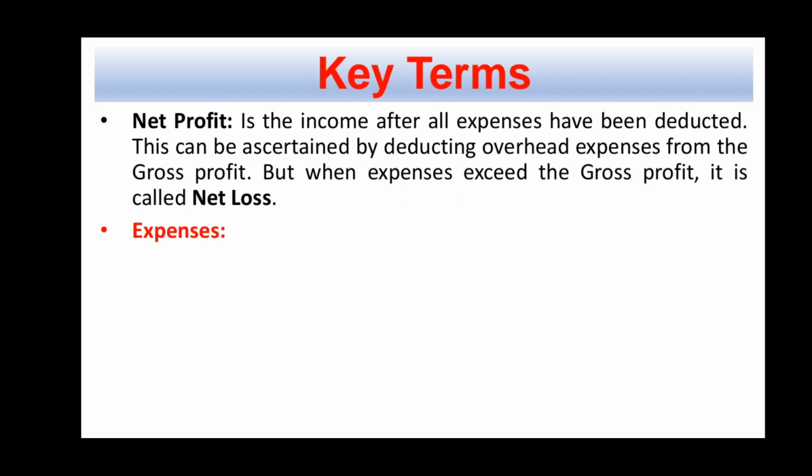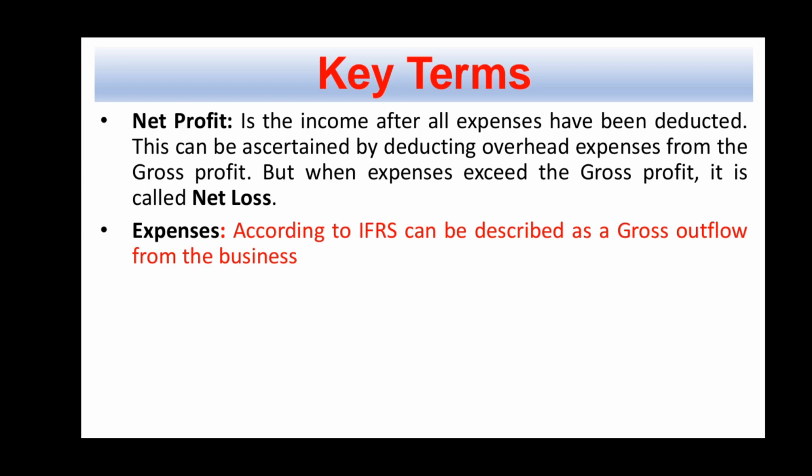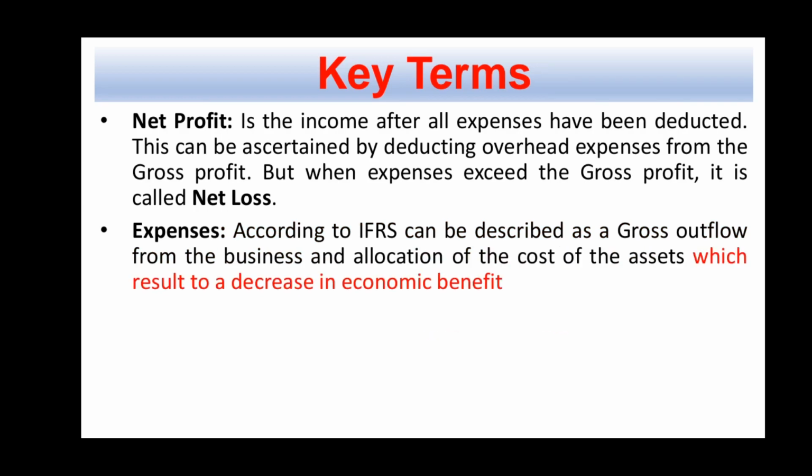If you are talking about expenses, according to the IFRS, expenses can be described as a gross outflow from the business and allocation of cost of assets, which results in a decrease in economic benefit. This is the standard definition of expenses, and I'm going to explain what this means. Gross outflow means anything that leads to reduction in the asset in form of cash. That is, we make payment, we buy anything that leads to reduction of cash or reduction in value of asset, which is in form of depreciation.